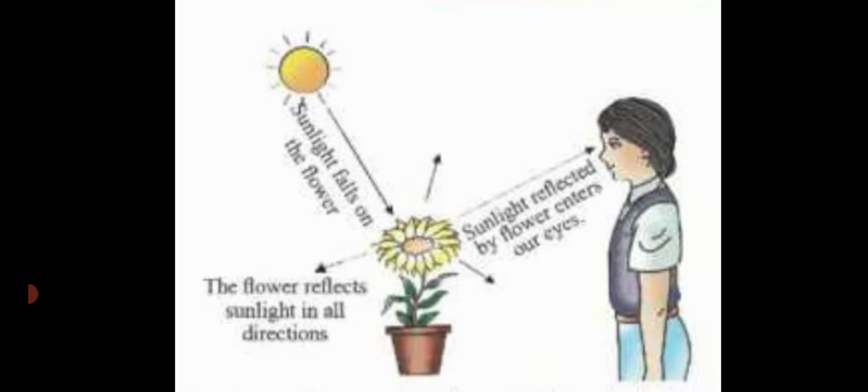See here, sunlight falls on the flower. Then what is the flower doing? The flower reflects sunlight in all directions. When we are standing in that direction, the sunlight reflected by the flower enters our eyes. Then our eyes can see that object, the flower. Okay, due to reflection of light, we can see objects around us.